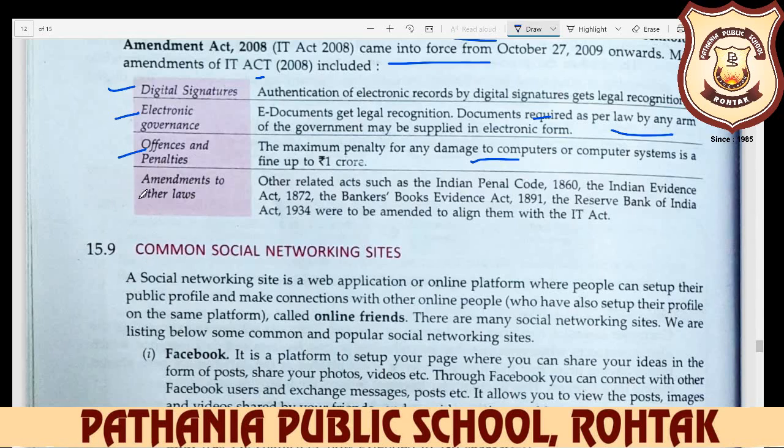And amendments to other laws, other related acts such as the Indian Penal Code 1860, the Indian Evidence Act 1872, the Bankers Books Evidence Act 1891, and the Reserve Bank of India Act 1934 were to be amended to align them with the IT Act.